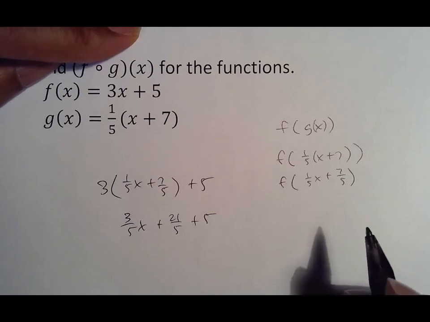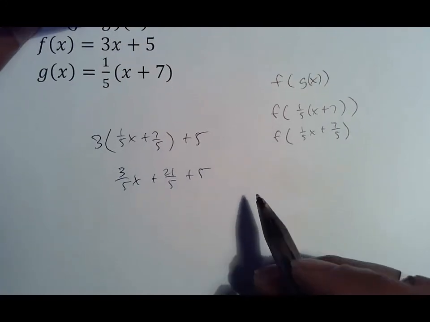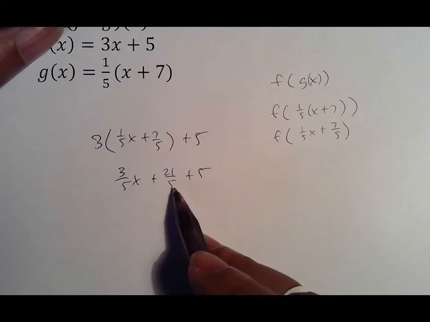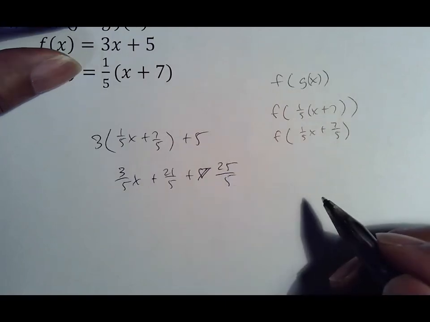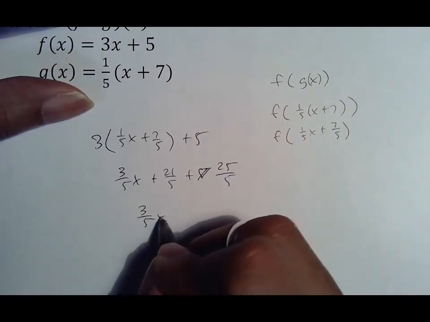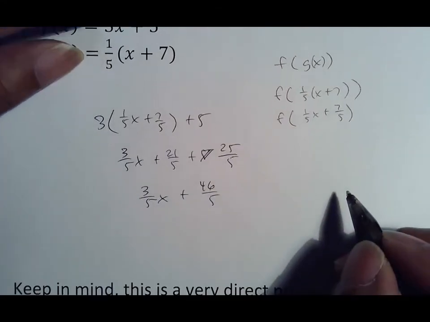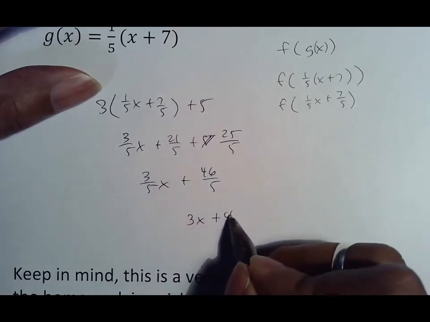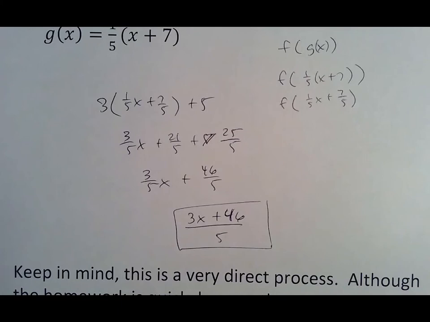Next thing you want to do is combine your 21 over 5 plus 5. But again, in order to do that, I am going to rewrite this with a denominator. And 5 written as fifths would be 25 over 5, because that equals 5, which means you end up with 3 over 5x plus 46 over 5. And in the end, you would type it as 3x, because remember that x is being multiplied to the top, plus 46 all over 5.